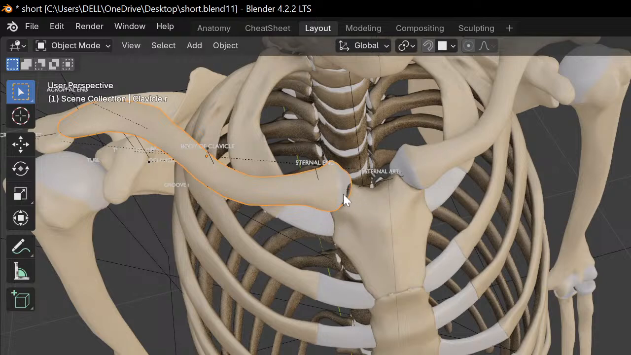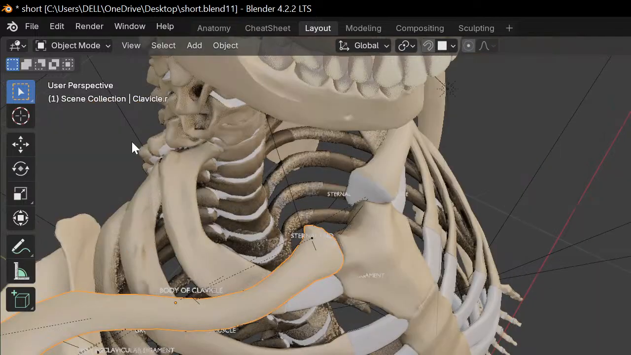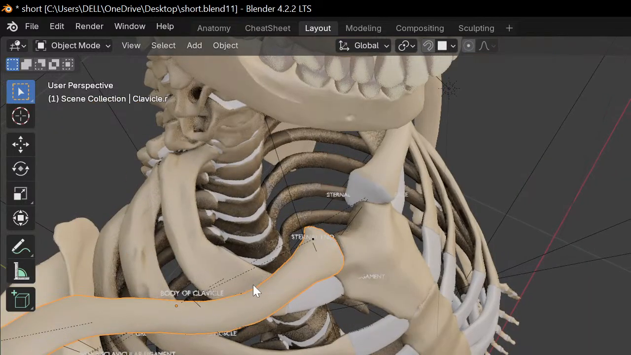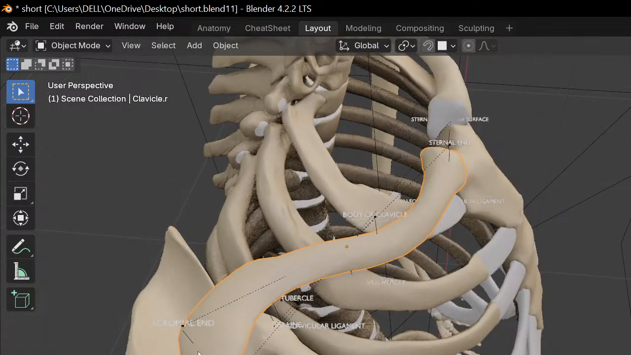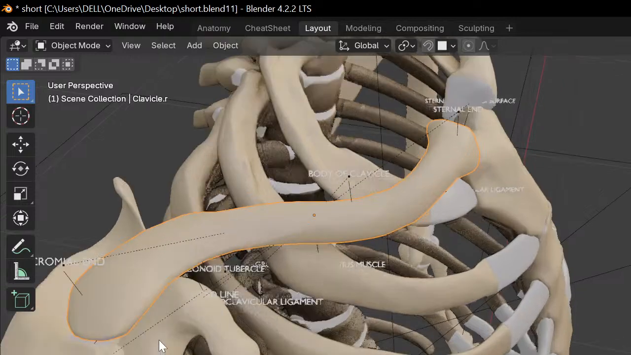So the only point at which the upper limb connects to the trunk is at this sternoclavicular joint. We have the clavicle, which attaches directly to the scapula. At this point of attachment, this is the medial head of the clavicle, which is a bit round. The lateral head is a bit flat, and it joins to the scapula at this point.